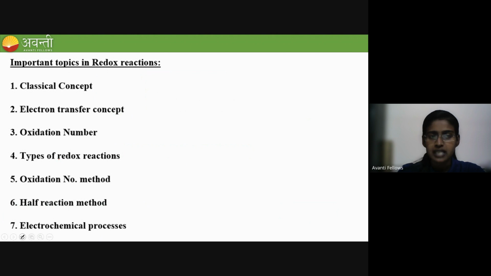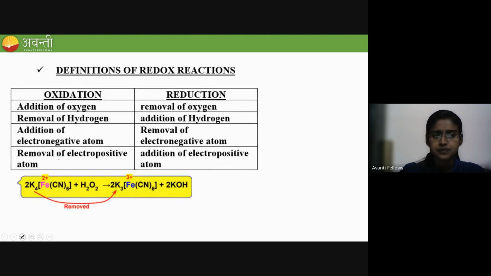So moving on to the classical concept of redox. We all know that both reduction and oxidation taking place in a reaction simultaneously are called redox reactions, right? Now, coming to the classical concept of redox, the definitions for oxidation and reduction are given like this. Oxidation means addition of oxygen or removal of hydrogen, addition of electronegative element, removal of electropositive element. Just the opposite is for reduction: removal of oxygen, addition of hydrogen, removal of electronegative element, and addition of electropositive element. This you might have studied in yesterday's class.